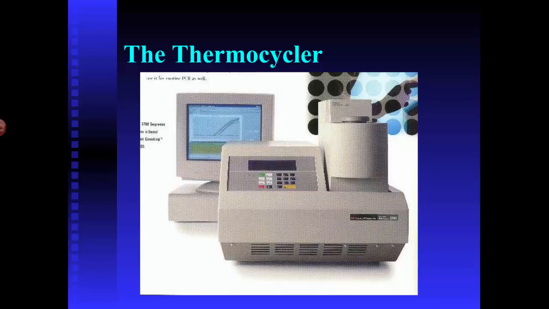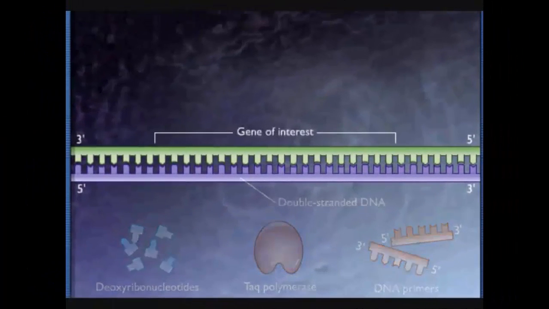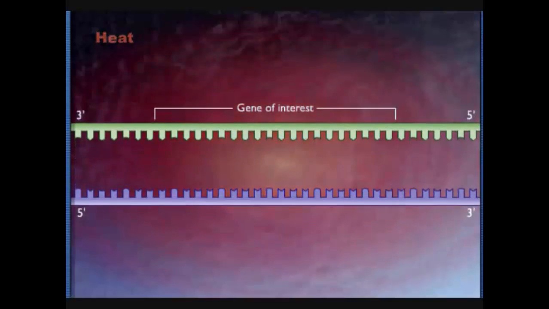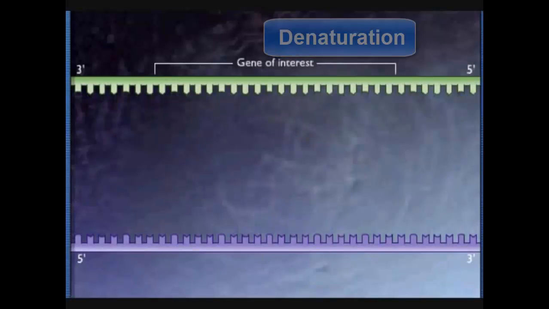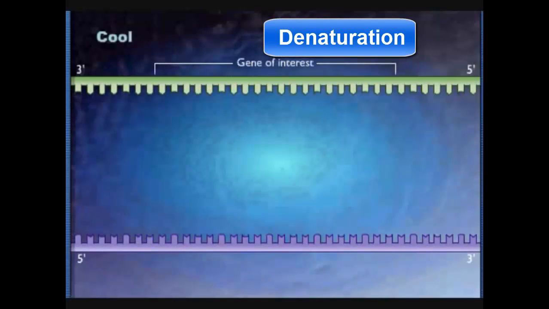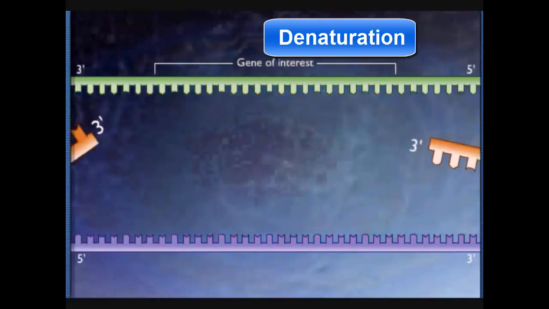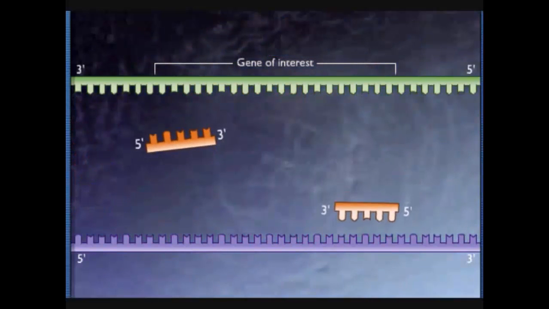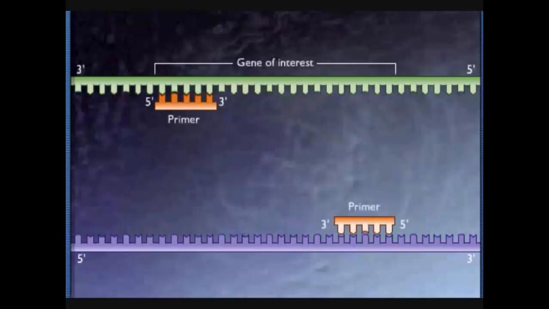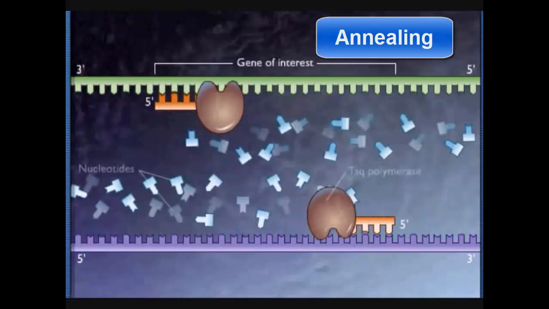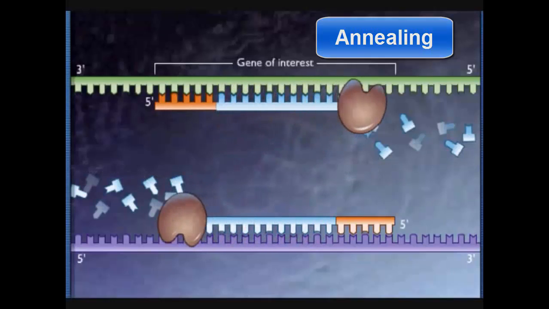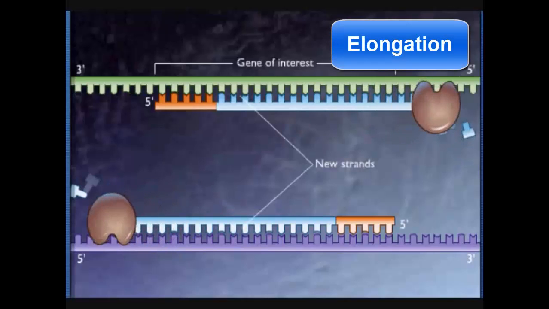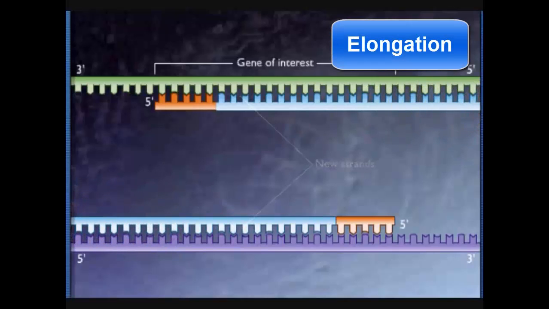So we'll take a look at a little animation to show you how this all works. Once you have all of your items, you first are going to raise the temperature. And this causes the DNA to split apart. That's called denaturation. Once the DNA is split apart, you lower the temperature a little bit, and that allows the primers to come in and stick to the ends of the gene that you want to copy. That's called annealing. Then we bring in the Taq polymerase, and the polymerase creates the new strands of DNA by using up these copies of the DNA nucleotides.